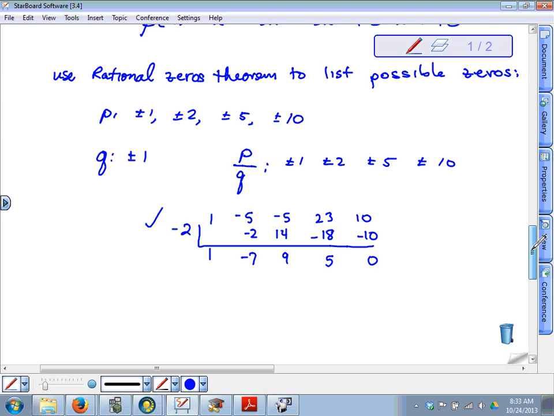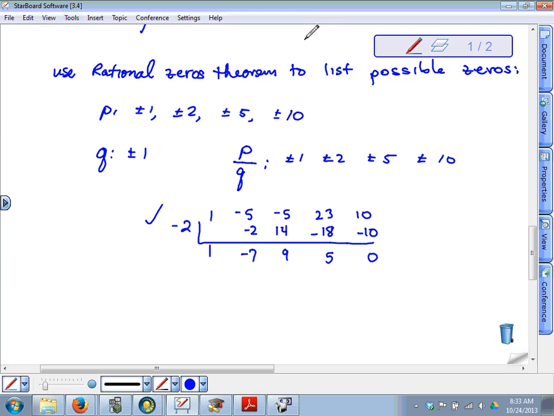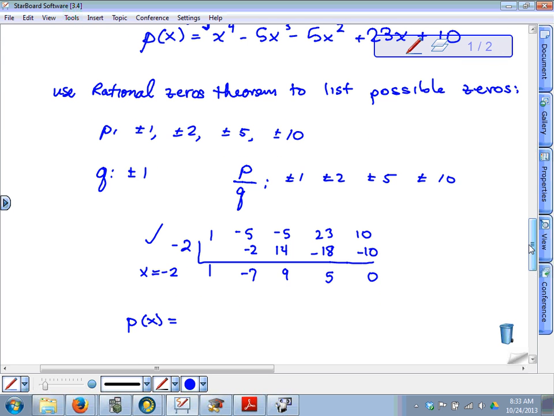Before you start testing more numbers with the original polynomial, I do need you to do this. If x equals -2 is a 0, what's the factor that matches that 0? X plus 2. So after every time that you find a potential 0, I want you to partially factor the polynomial. So p of x started out as a 4th degree polynomial. We now know that one of the factors is x plus 2. The remaining factor that's a 3rd degree polynomial is x to the 3rd minus 7x squared plus 9x plus 5.